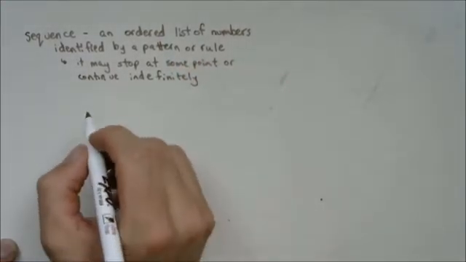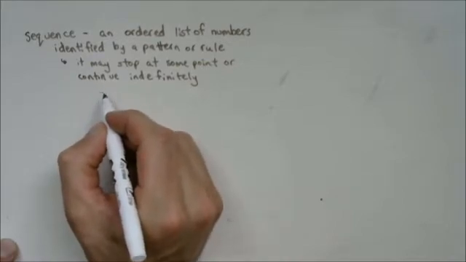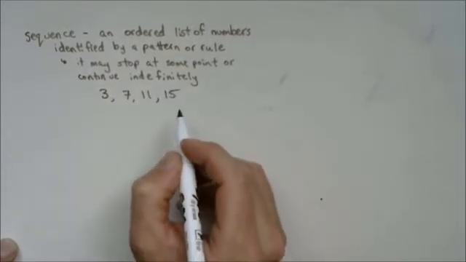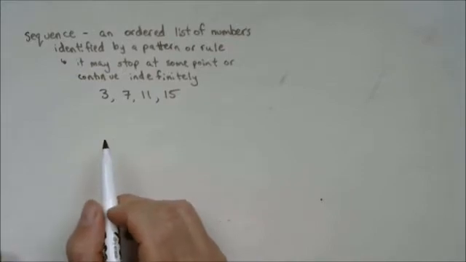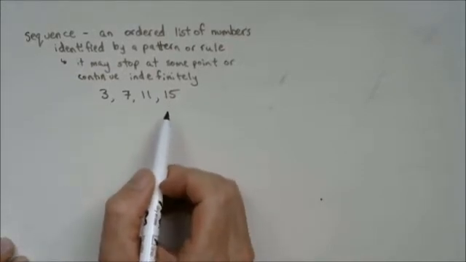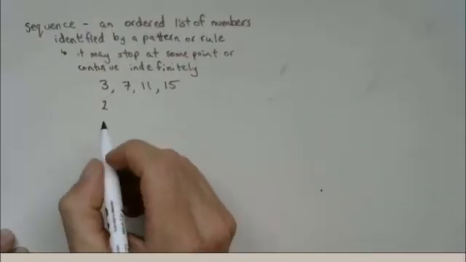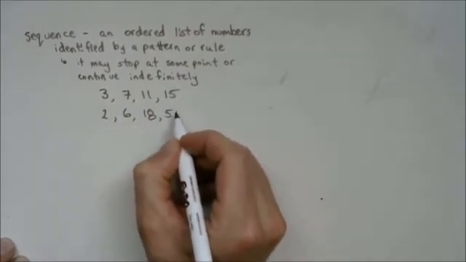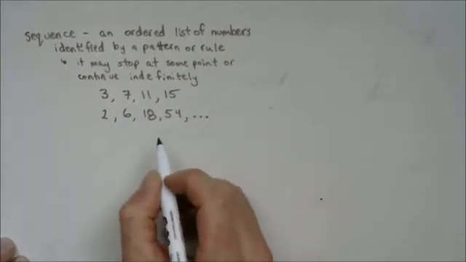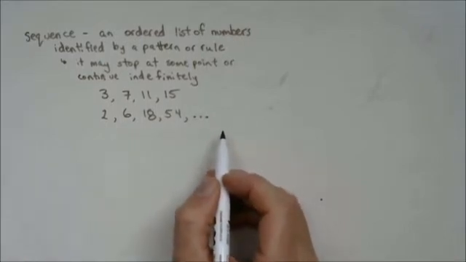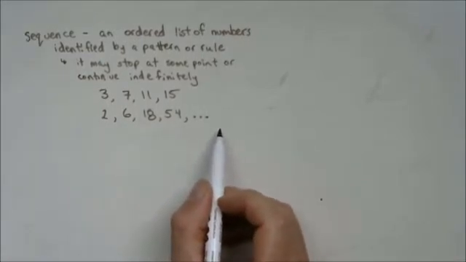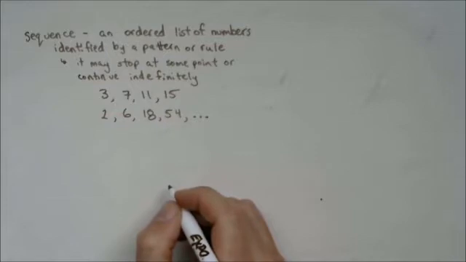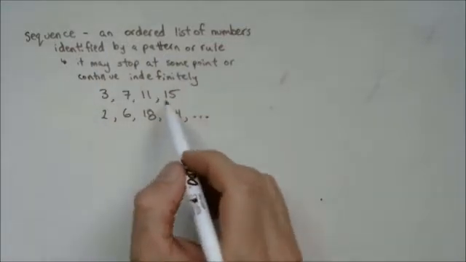Okay, a couple of examples. Let's start at 3 and we'll add 4. And if we stop, then this is a pattern that has a definite start and finish. Let's try another one. Start at 2 and multiply by 3 to get the next term. And if I put a comma, dot, dot, dot, that indicates that this pattern will continue. It doesn't stop at 54. That's just all the information we need in order to determine the rule for the sequence, which actually keeps on going. Okay?